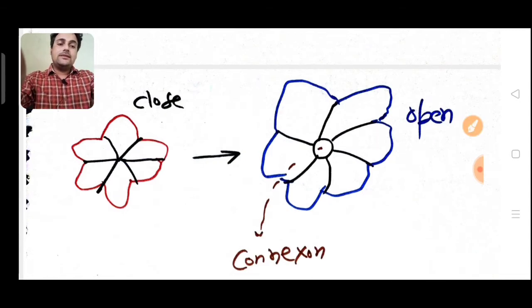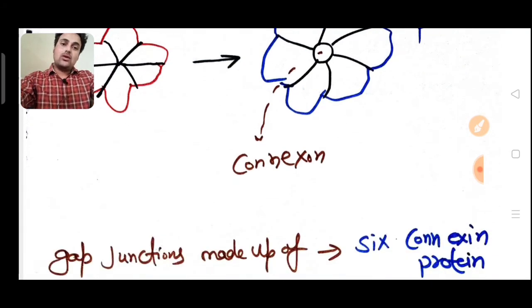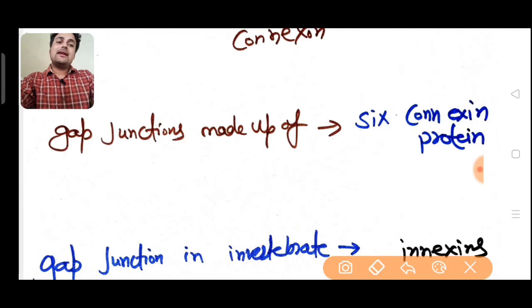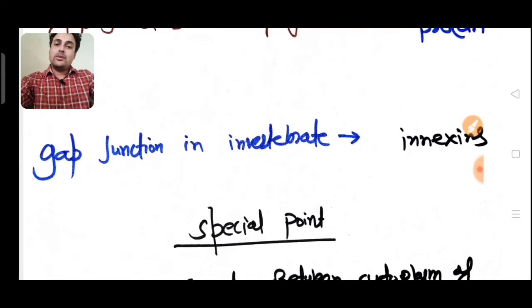We have already seen the structure when your connexon is closed and when it is open, that is, when your gap junction is closed and when it is functional. Now let's see some basic points. A gap junction is made up of 6 connexin proteins, and these are transmembrane proteins, because they are embedded in the plasma membranes of neighboring cells. That's why we call them transmembrane proteins.